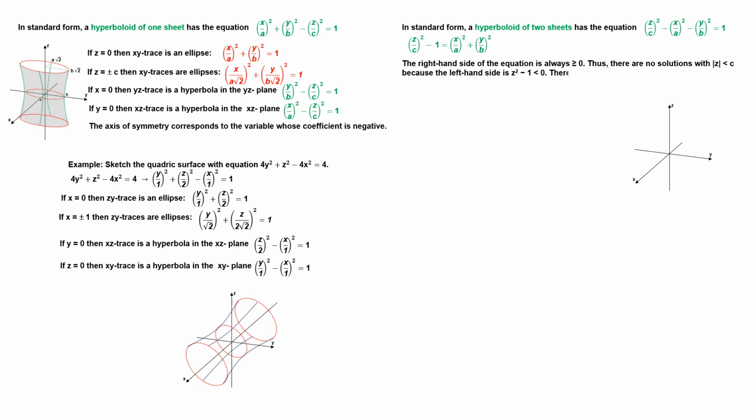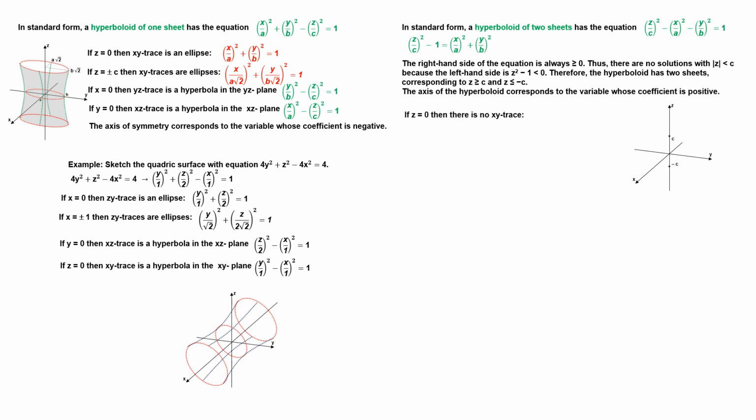Therefore, the hyperboloid has two sheets, corresponding to z greater than or equal to c and z less than or equal to minus c. The axis of the hyperboloid corresponds to the variable whose coefficient is positive.